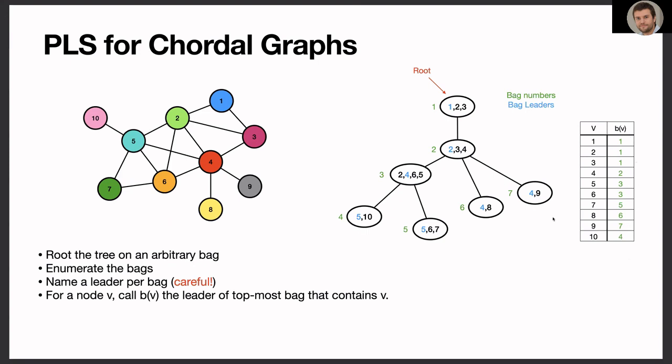And then for each vertex v, we simply call the leader of the topmost bag that contains v. So for example, for vertices 1, 2, 3, the leader is 1. For vertex 4, its leader is 2, because it's the chosen leader for the topmost bag that contains it, and so on for the other vertices. So we keep the set of vertices that disappear after that bag, okay, the topmost bag in this construction.